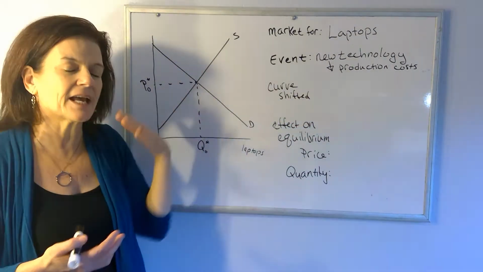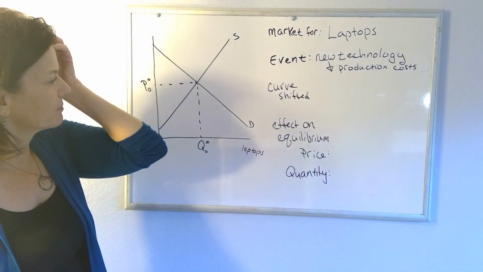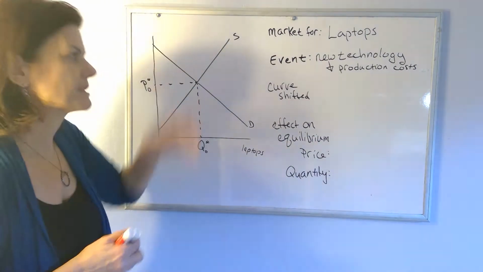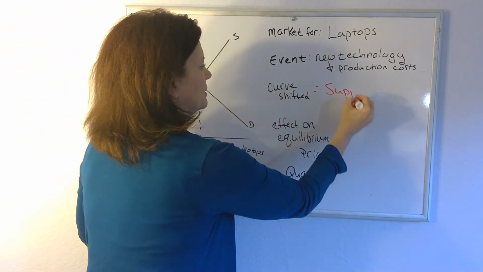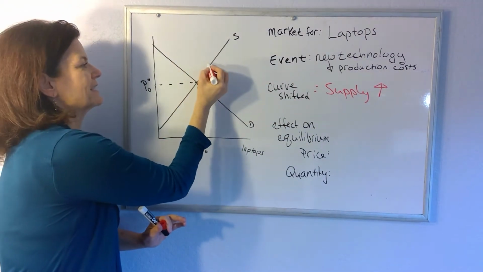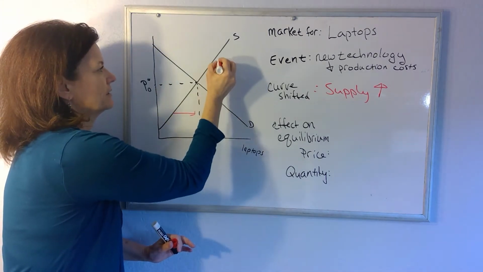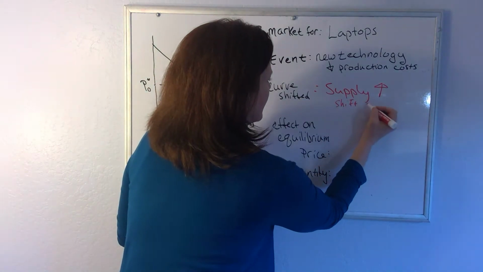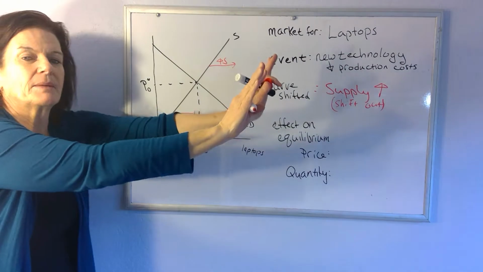So the first thing we say when we're looking at a change in equilibrium is, is it a demand shifter or a supply shifter? A decrease in production costs, we know that's a supply shifter. It's going to increase supply. People are going to be more willing to supply at every price. An increase in supply is a shift out of the supply curve, saying that at every price, people are willing to supply more.